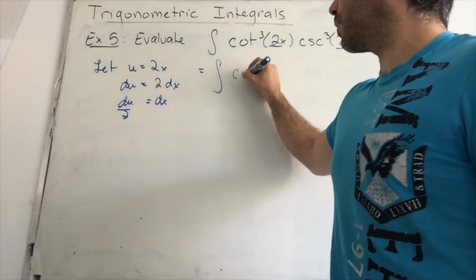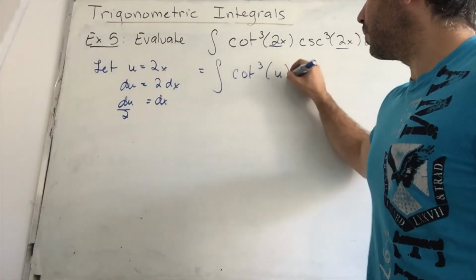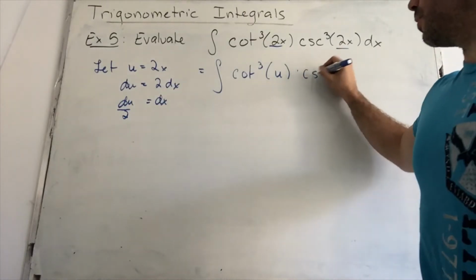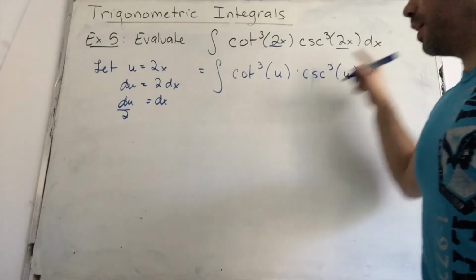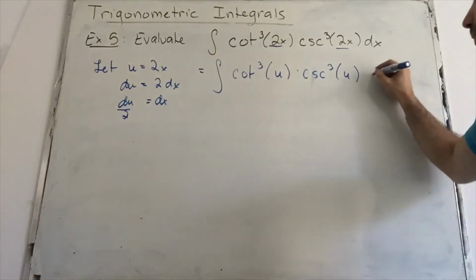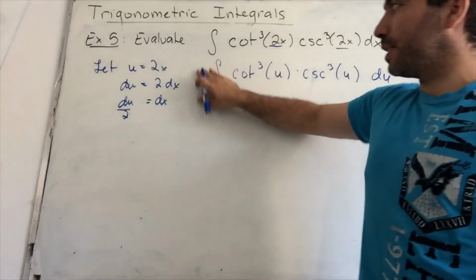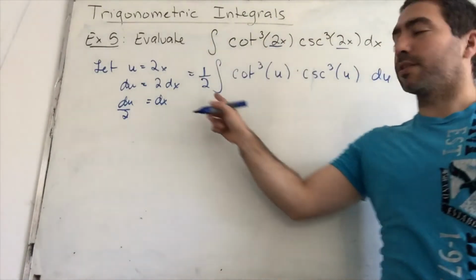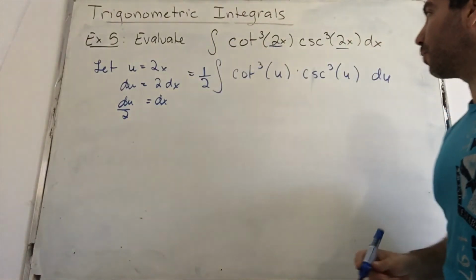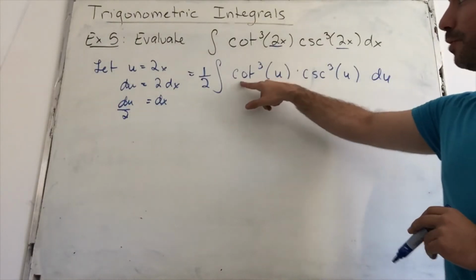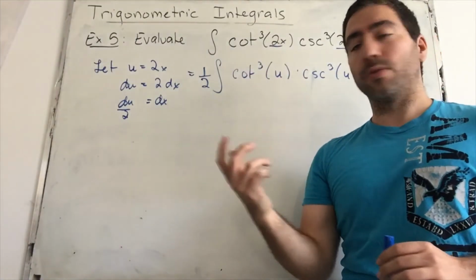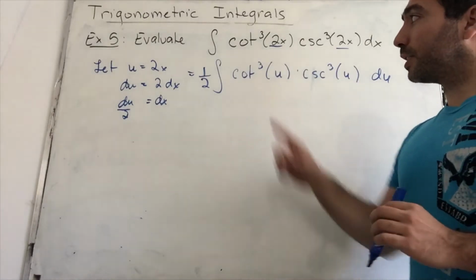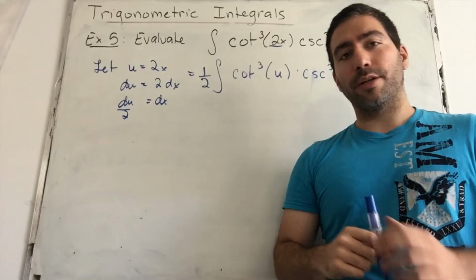So now we're left with cotangent cubed of u times cosecant cubed of, again, u. And dx is being replaced with du over 2. The division by 2, I'm just going to sit in the front, just not to work with the constant. The coefficient, 1/2. So now we've reduced it to cotangent cubed u and cosecant u cubed. Since they're both cubed, we apply our strategy.